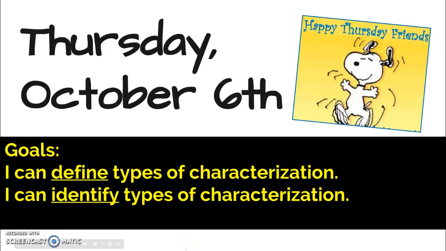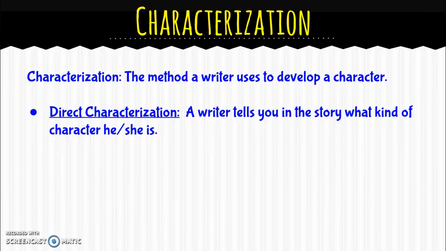Good morning, 7th graders. Yesterday we looked at minor characters, and today we are going to still look at characters, but we're changing our focus. The focus of today is characterization. We're going to learn how authors develop their characters. So here are our goals for today. I can define types of characterization, and I can identify types of characterization.